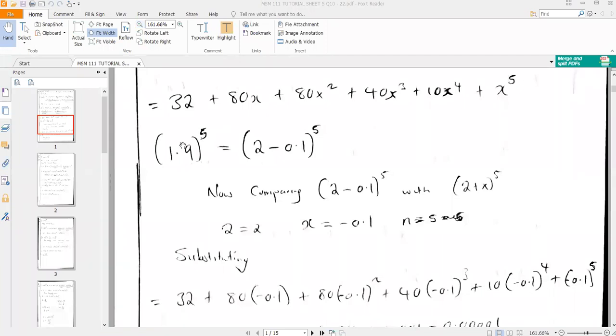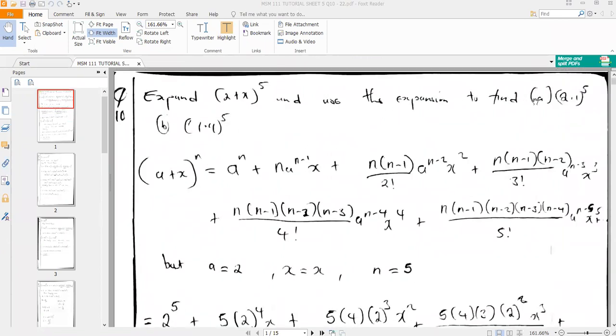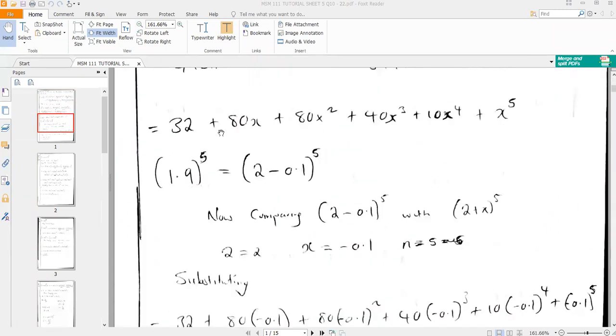Okay, so as I was saying, we've been given to find, use the expansion to find, there's A, 2.1. I believe you can do the manipulation for this one. Then you have B, 1.9 to the power 5. Now, when you have 1.9 to the power 5, you know that 1.9 can be written as 2 minus 0.1, isn't it? Because when you subtract 2 minus 0.1, you're getting 1.9 there.